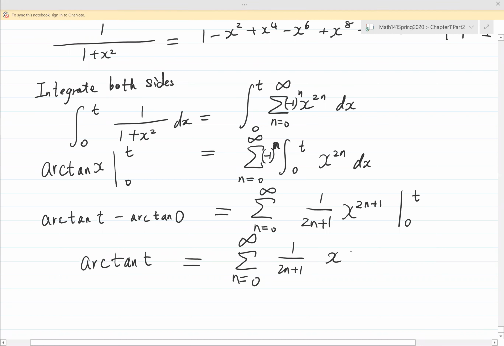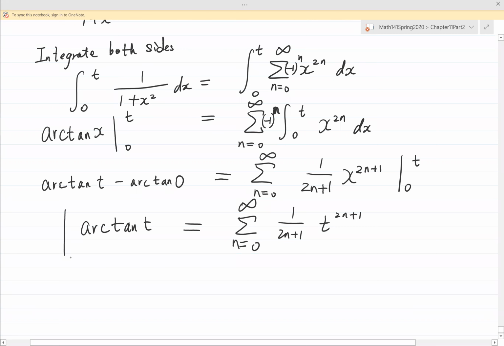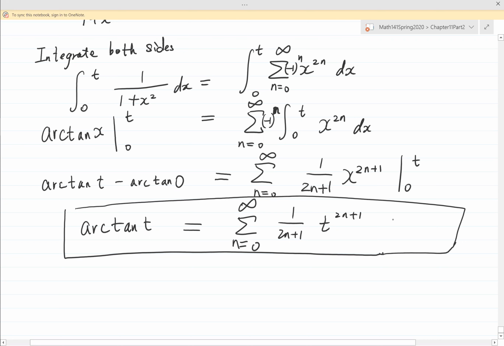When x is t, it's just t to the power 2n plus 1. When x is 0, it's simply 0, so we just forget it. So we get a power series representation for arctan of t, where the absolute value of t is bounded by 1. Oh, sorry, there's a negative 1 alternating factor. Otherwise, it's wrong.